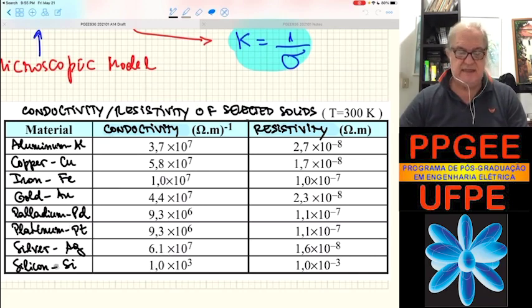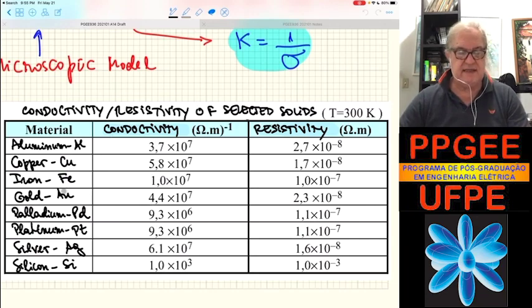In opposition to those, silicon, which is a good insulator, is 10 to the 3rd. So its conductivity is 4 orders of magnitude, almost 5 orders of magnitude smaller than good conductors. That's one important remark. The other one is that the best one is copper, not gold. Okay, copper is better than gold, and silver is better than anybody else, right? Silver is the best conductor.